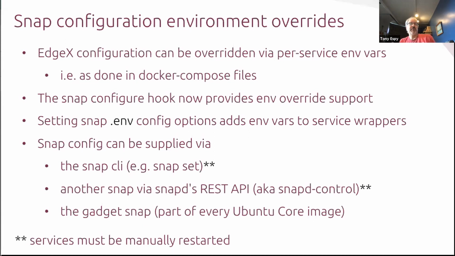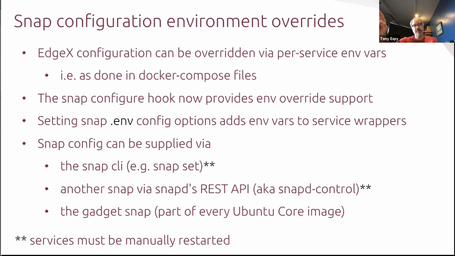The snap config can be supplied in a number of different ways. You can use the snap command line, as I showed on a previous slide. You can also use snapd's REST API, and that's also protected by its own interface called snapd-control. Or finally, you can use what's called a gadget snap. A gadget snap is the snap that's part of every Ubuntu Core image. The gadget snap provides the bootloader, but it can also provide default configuration for other snaps that are built into that image.